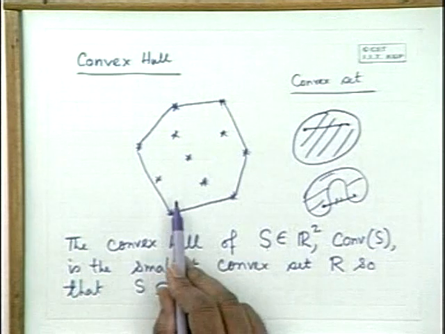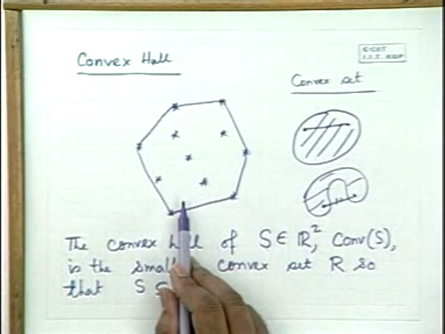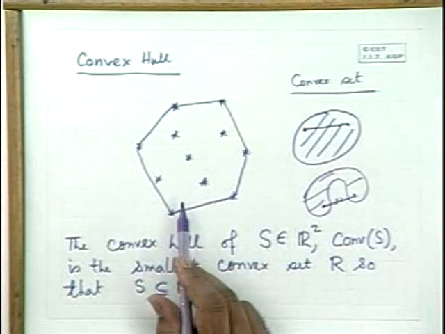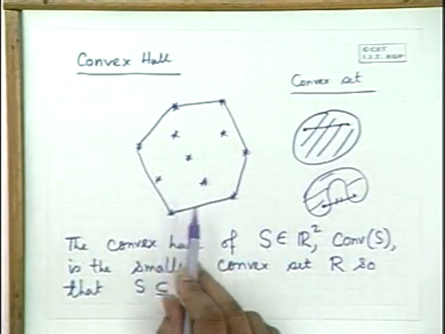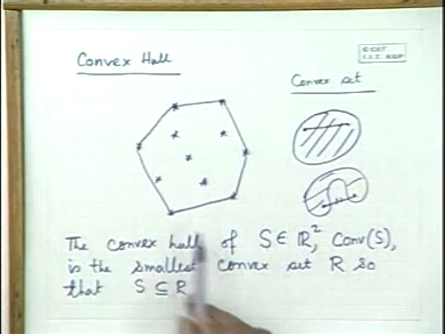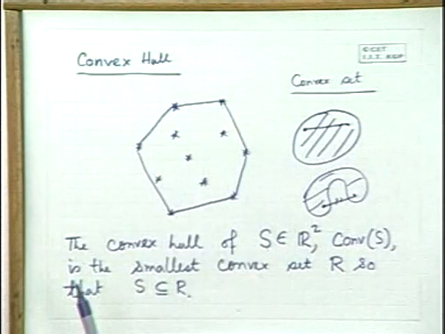And I am assuming no 3 points are collinear for the time being, because that's not a very general position. I'm just assuming that only 2 points are collinear, no 3 points are collinear. So this is the smallest convex set. This is the convex hull of these points.